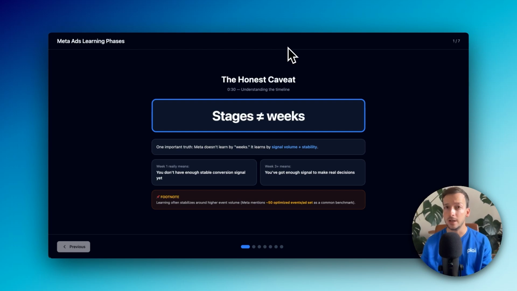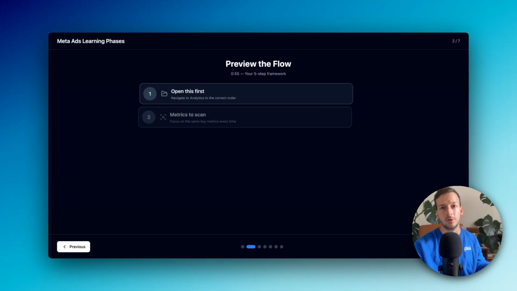Okay, so there is one important truth that we do need to cover here, and it's that of course Meta doesn't actually optimize based on weeks, but actually based on the interaction with your ads, based on the events that help it optimize and learn about your audience. So what we mean by week 1 is that you don't actually have enough conversion events to bring in a stable conversion signal. And week 3 actually only means that you got enough data to start making more decisions. So this is what we're actually going to cover today.